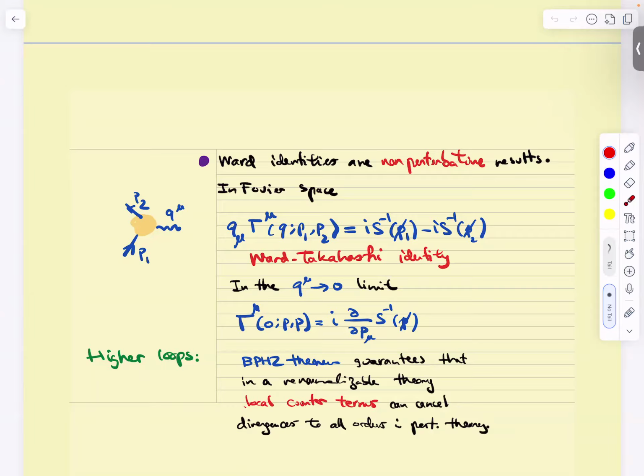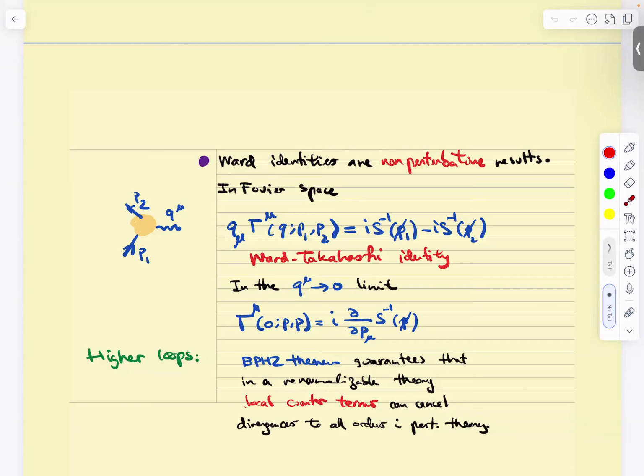Now, we only did one loop calculations. Today, we're going to do a very brief, just play around a little bit with two loop calculations to see structurally how they act. But the BPHZ theorem is this theorem that guarantees that a renormalizable theory, defined as we defined it, right, if you recall, in a renormalizable theory, a finite number of local counter terms can cancel divergences to all order in perturbation.